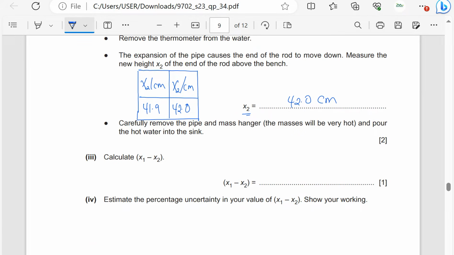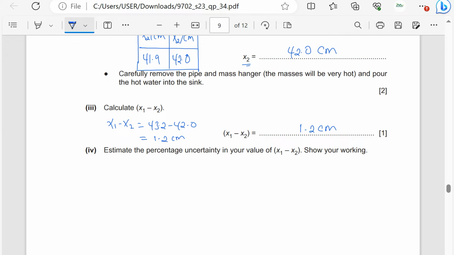Carefully remove the pipe and mass hanger. The mass will be very hot, and pour the hot water into the sink. Calculate x1 minus x2. She calculated x1 minus x2, and that was 43.2 minus 42.0. Her difference is 1.2 centimeters, so she wrote here 1.2 centimeters. Estimate the percentage uncertainty in your value of x1 minus x2.